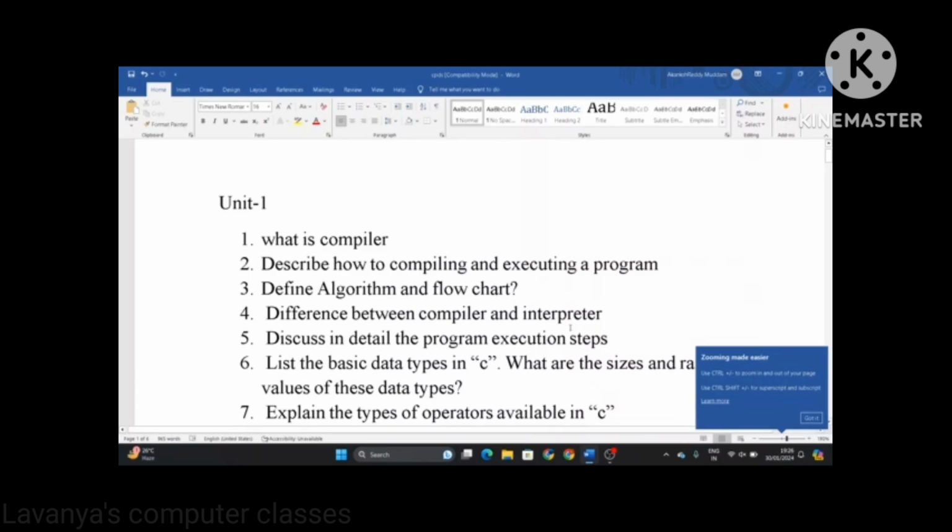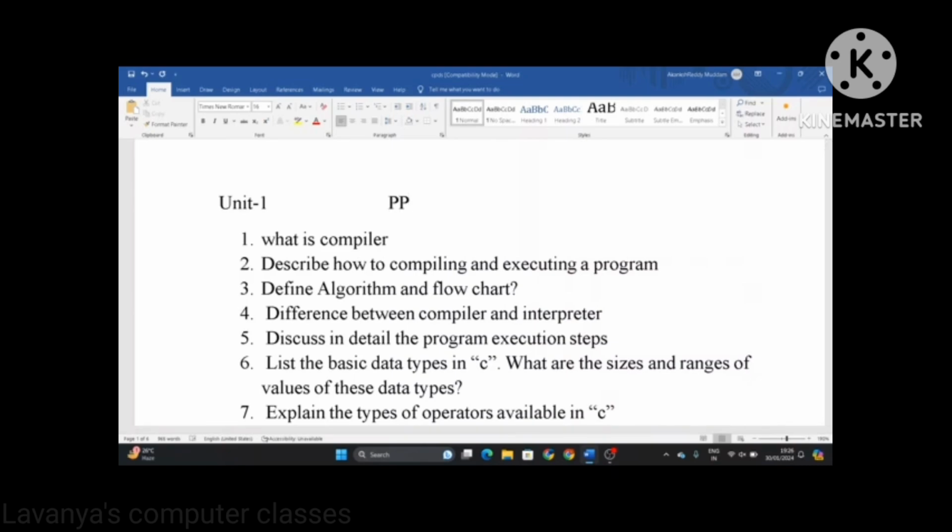In this video, I will explain important questions in PPS, programming for problem solving, unit-wise important questions, both short and long answer questions. So in unit 1, the questions are: What is a compiler? Describe how to compile and execute a program. Define algorithm and flowchart. Difference between compiler and interpreter.